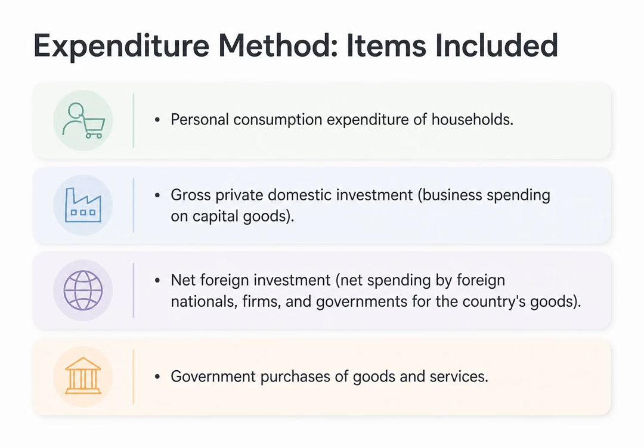What exactly goes into these expenditure buckets? We include all personal consumption spending by everyday households. We include gross private domestic investment, which is when businesses spend money on capital goods like machinery and factories. We also factor in net foreign investment, representing the net spending by foreign nationals and governments on our domestic goods and services. And of course, we include direct government purchases of goods and services for public use.